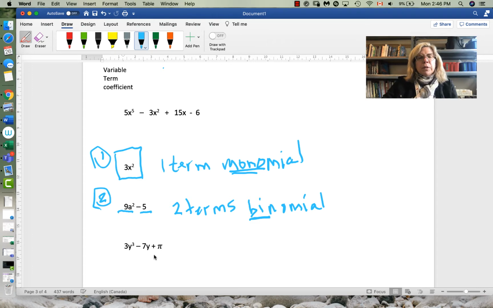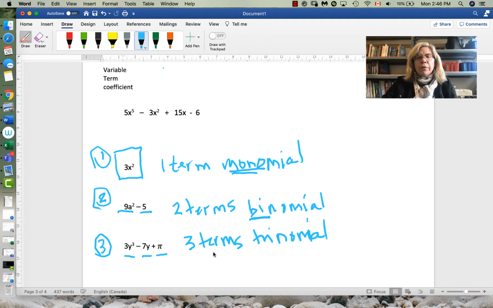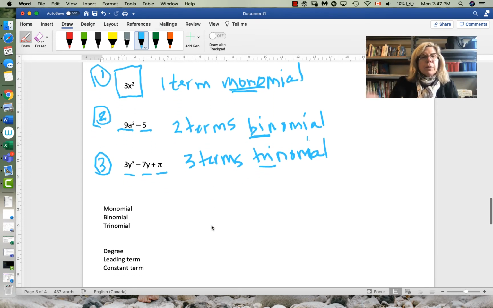And this, what do you think this is going to be? This has got 3 terms, 1, 2, 3. So 3 terms is called a trinomial, M-I-A-L. And you know that from bicycles. Bi is 2, a bicycle has 2 wheels, a tricycle has 3 wheels, a trinomial has 3 terms. So that's what we've talked about here: what's a monomial, what's a binomial, and what's a trinomial.